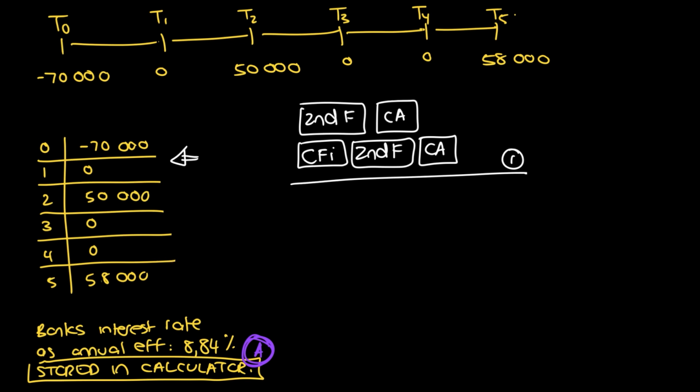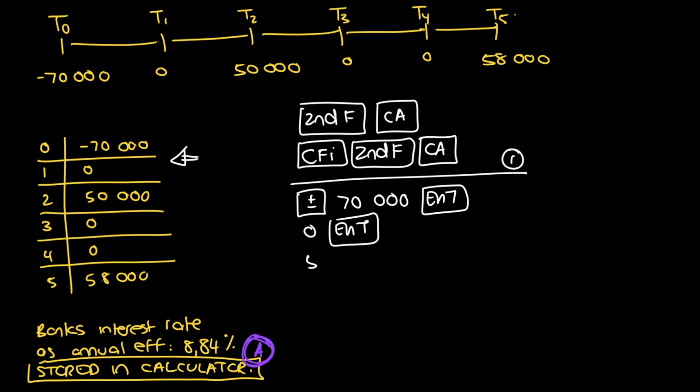So we're going to say, okay, we're going to put in minus 70,000. So the plus minus button, 70,000, and enter. Then the next one is 0. So we say 0 and enter. Then the next one is 50,000. So we say 50,000 and enter. Now we could say 0 and enter, and then 0 and enter.